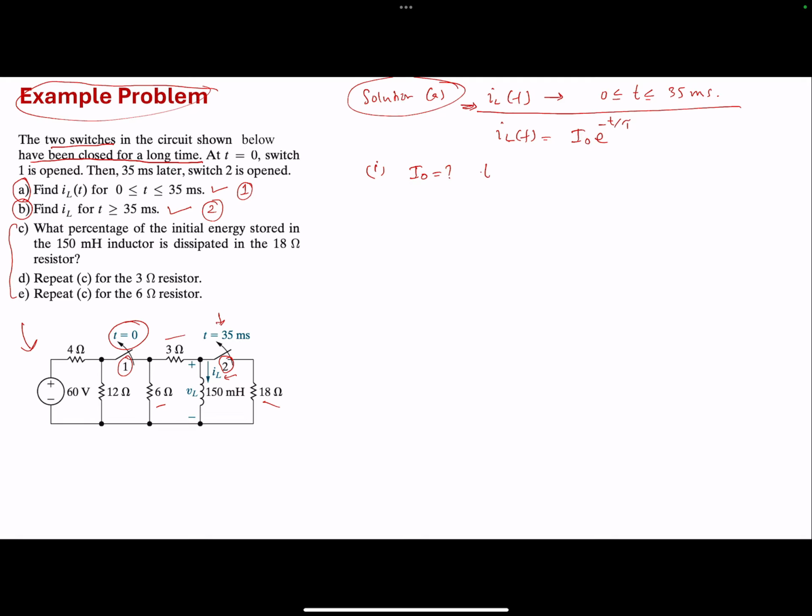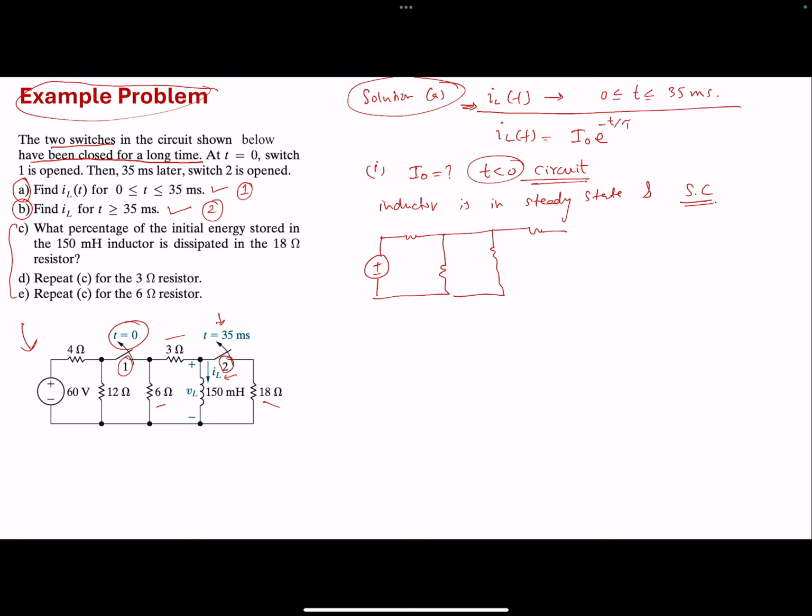In order to find the value of I naught, I need to draw a circuit at t less than 0. For t less than 0, the inductor is in steady state and acts as a short circuit. Let me draw how the circuit is going to look: 60 volts, 4 ohms, 12 ohms, 6 ohms, 3 ohms. Here is the inductor and it has been shorted.